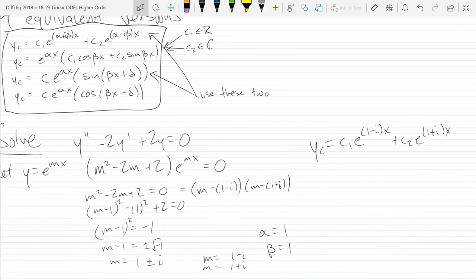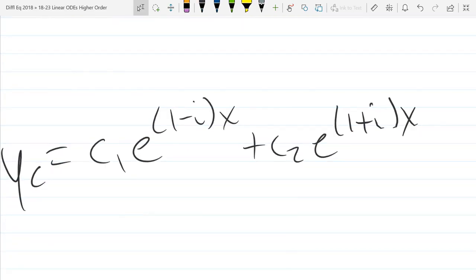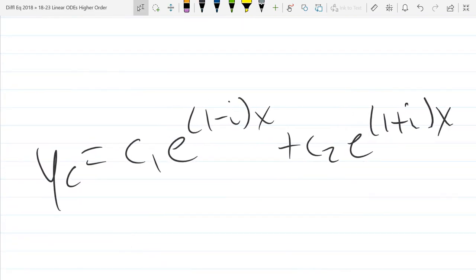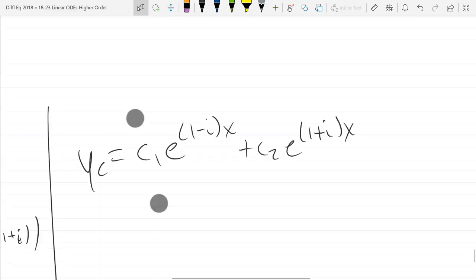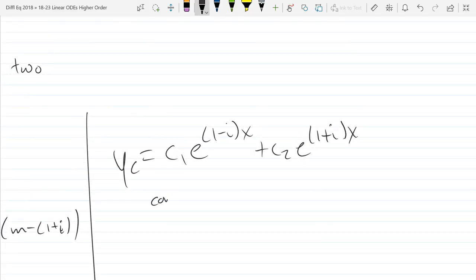Well, how many constants do we actually have in the y_c that I just wrote? How many actual constants are in here? There's a lot of variables. There's just two. What two are they? C1 and C2. So our constants are C1 and C2. And what would I need to figure out their values? Initial conditions, I would need two of them.